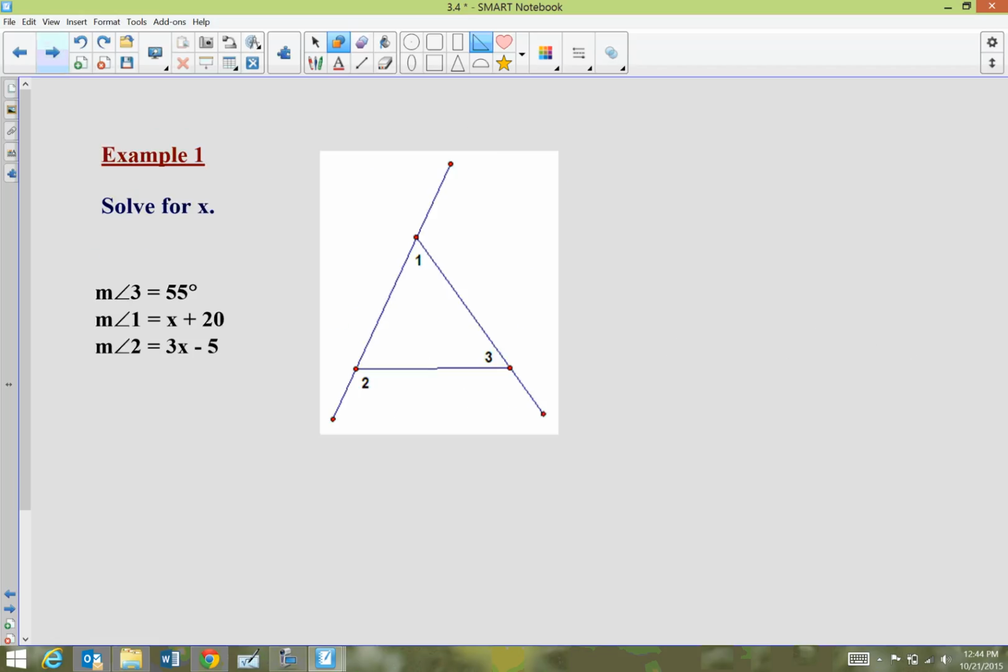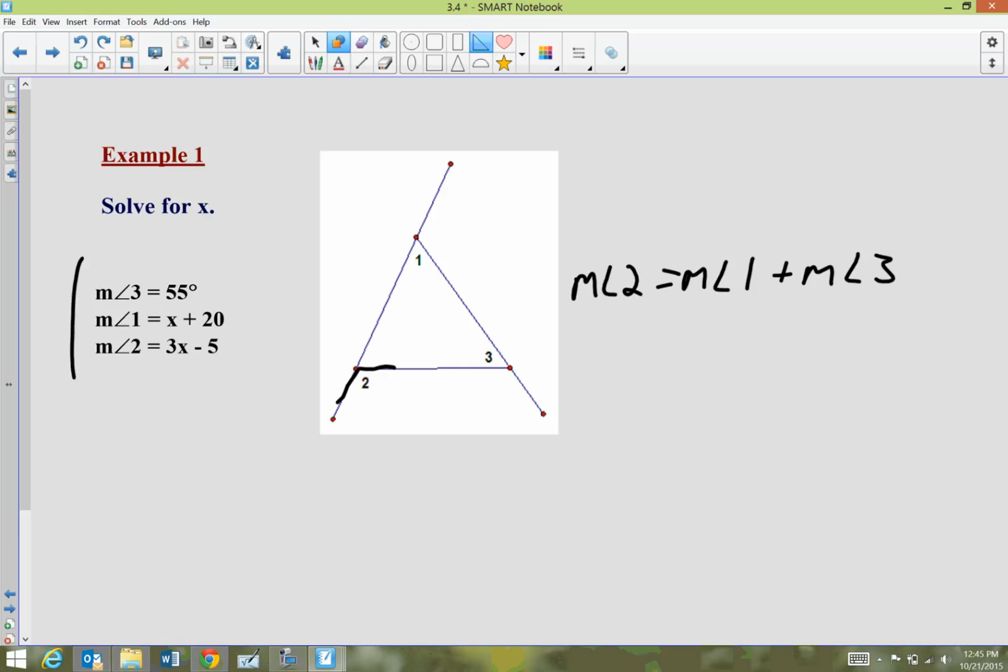All right, example 1, we're asked to solve for x. We're told the measure of angle 3 is 55, the measure of angle 1 is x plus 20, and the measure of angle 2 is 3x minus 5. We notice here that 2 is an exterior angle of this triangle. The exterior angle theorem tells us that the measure of angle 2 is equal to the sum of its remote interior angles, which are 1 and 3.